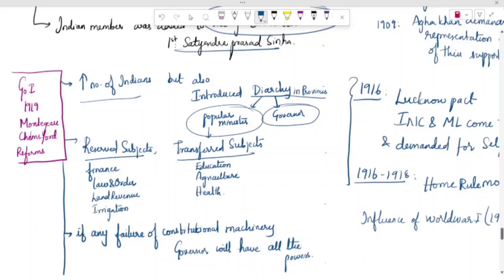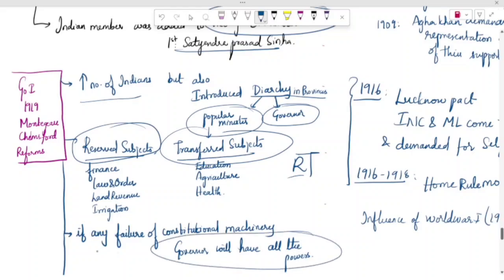The act has also given way to two kinds of subjects called reserved subjects and transferred subjects. Reserved subjects will be under the governor, which are the important subjects: finance, law and order, land revenue, irrigation. All the important subjects will be under the governor, and whatever subjects do not belong to these will be transferred subjects, which are under the popular minister. And if there is any failure of constitutional machinery in the province, the governor will take all the powers.